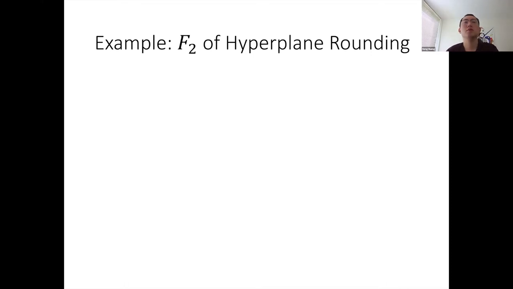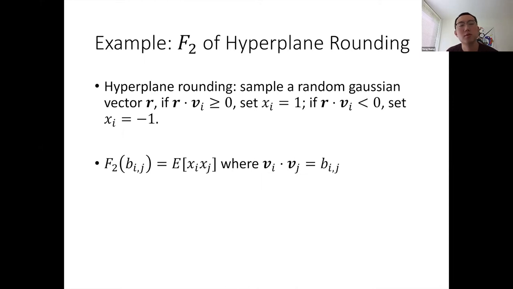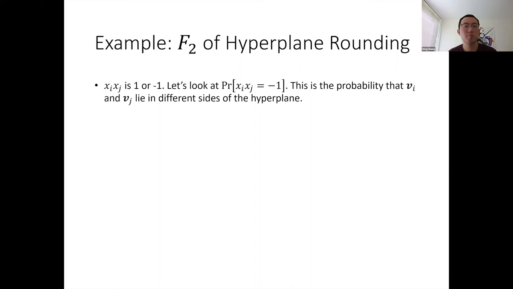As another example, let's compute the F2 of hyperplane rounding. Recall that hyperplane rounding is the following procedure. By definition, F2 of Bij is equal to the expected value of Xi times Xj, where their corresponding SDP vectors Vi and Vj have dot product Bij. Xi and Xj are 1 or minus 1 variables, so their product is either 1 or minus 1. To compute F2, let's just look at the probability that this product is equal to minus 1. This is the probability that Vi and Vj lie on different sides of the hyperplane.